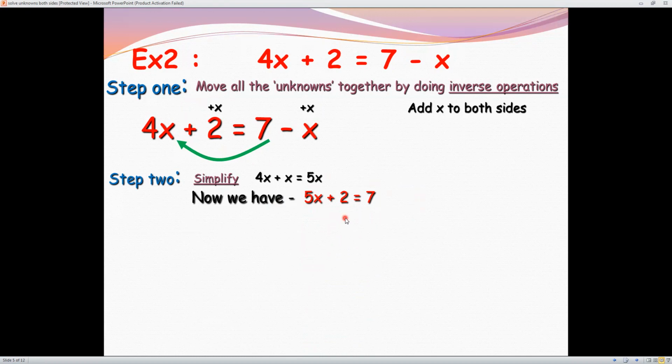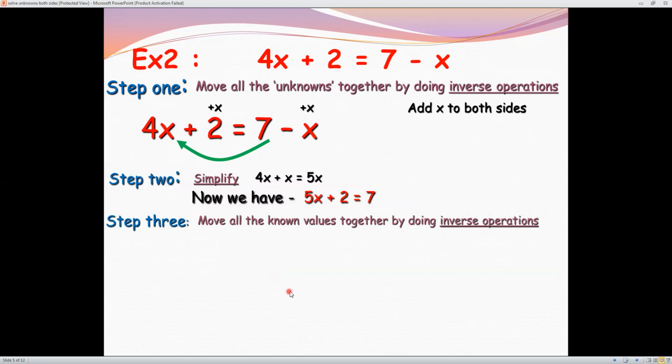Step number 3, after simplifying. So step number 1 was moving the unknown terms to one side. Step number 2 was simplifying. Step number 3 is to move all the known values to the other side.